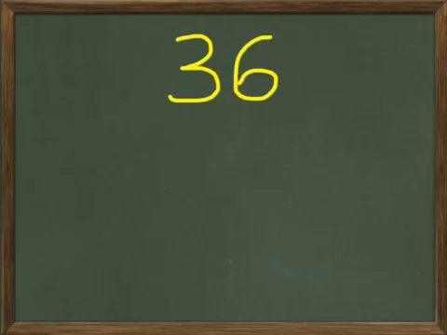36. All right, below your 36, I want you to write 63. So you write 63 on your paper. I'm going to write 63 here. 63. There you are. Okay. Now let's go to 37.